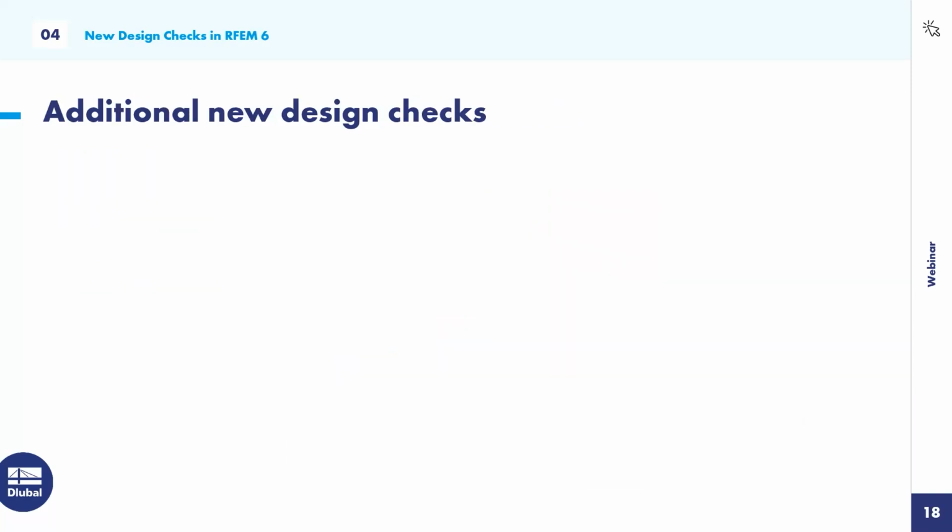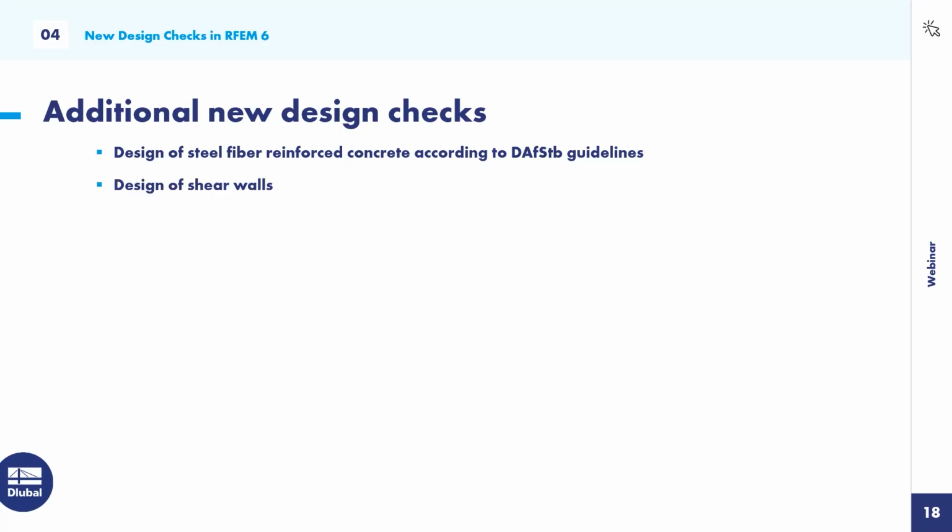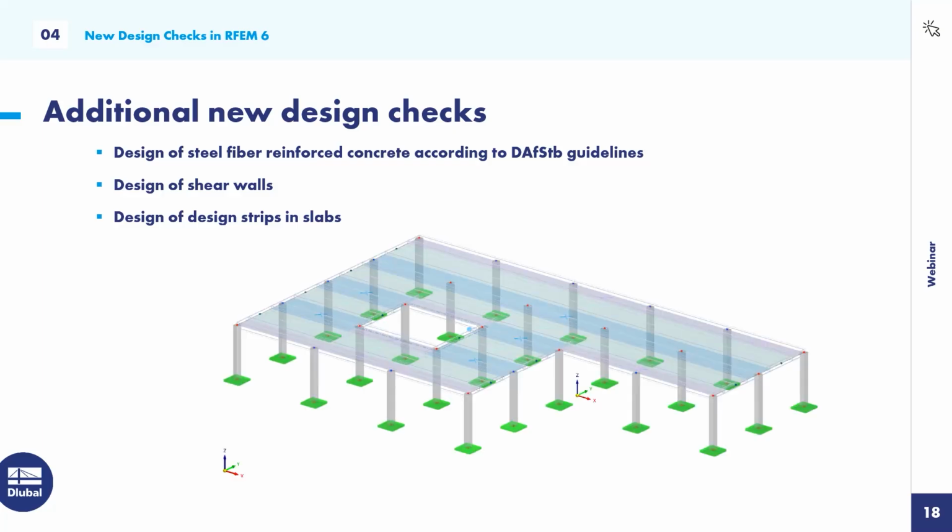Additionally, there are new possibilities or design checks that we can design steel fiber reinforced concrete according to the German guidelines for steel fiber concrete. They are similar to the rules in the upcoming Eurocode 2 generation. Then we can design shear walls, and what is also very new, we can design stripes in slabs.